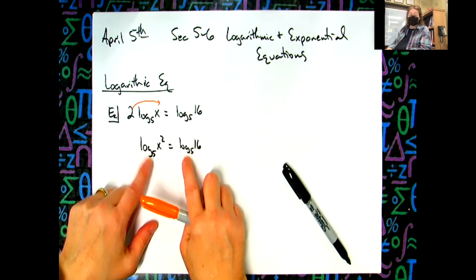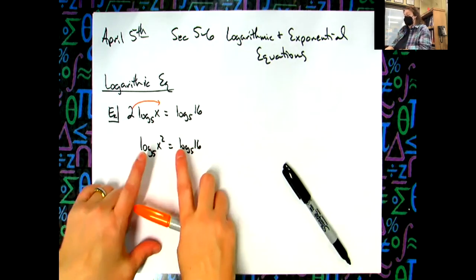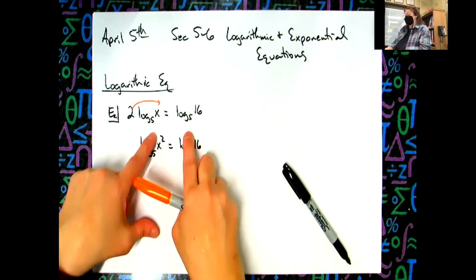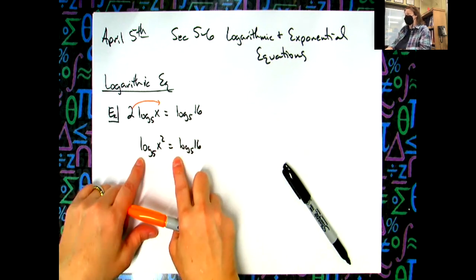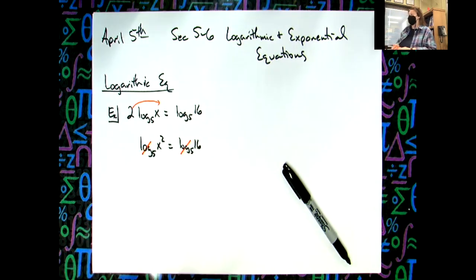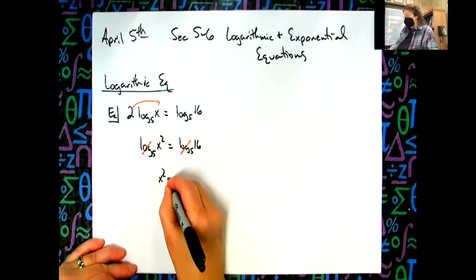All right, and if you remember, we had done a little rule that said we could do what to both of these logs? We can cross them out because they match. Bases are the same, ones on each side of the equal sign. So we can cross them out. That's a legal move. All right, which then says that x squared equals 16.